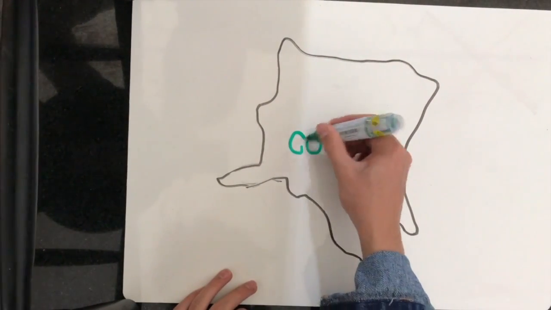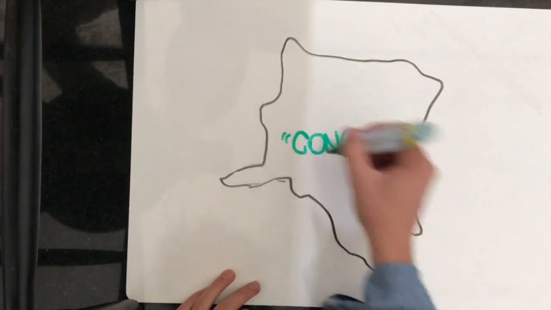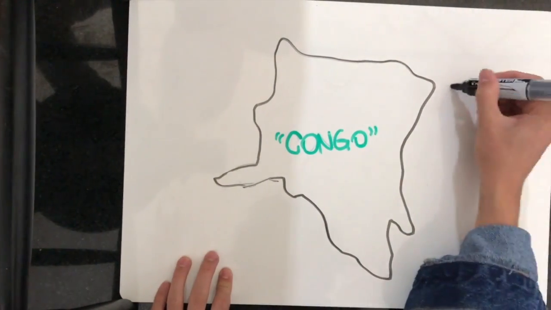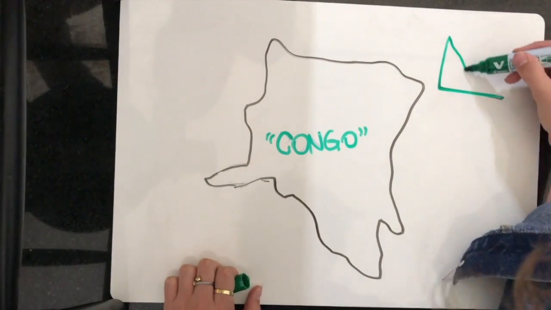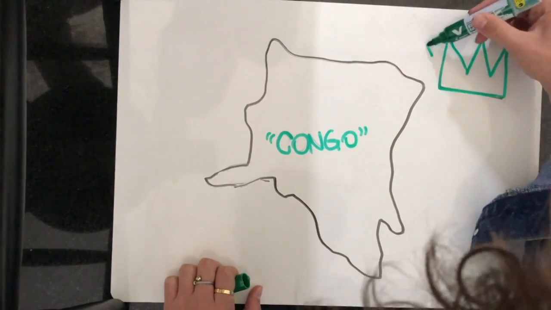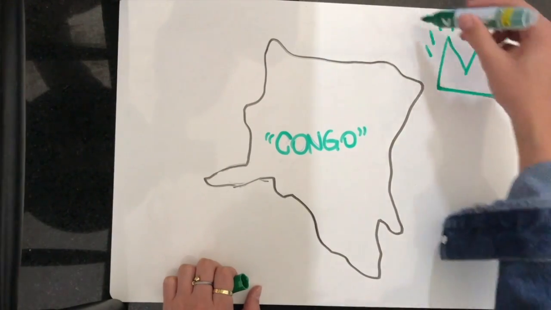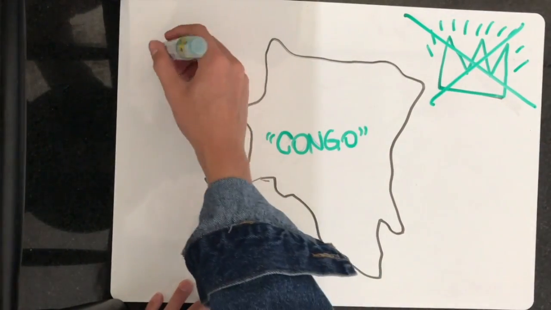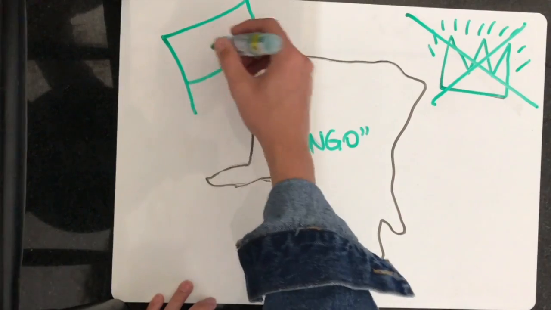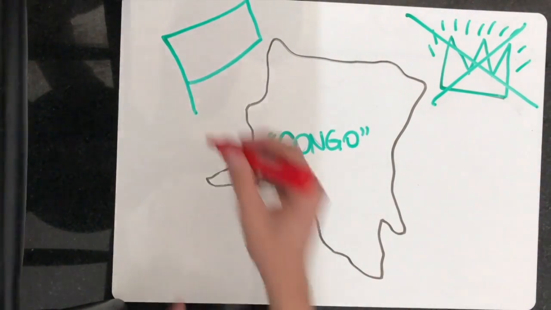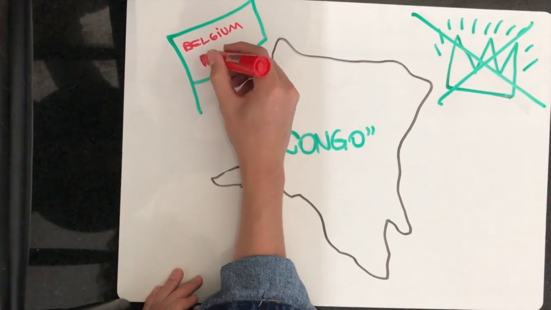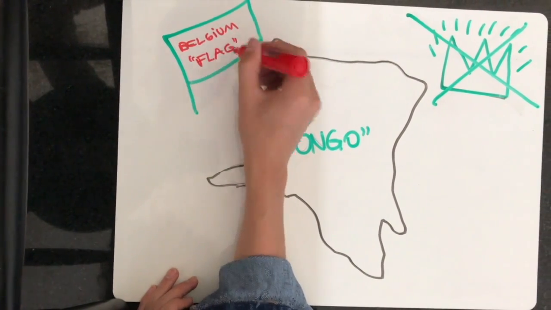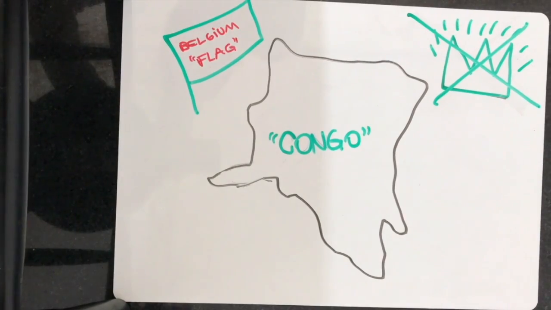So, by 1885, King Leopold declared the area as his own private property. It was the largest private property in the world and it was known as the Congo Free State. But because of all the atrocities committed towards the Congo people, by 1908, international governments and international pressure made Belgium take control of the Congo from King Leopold.